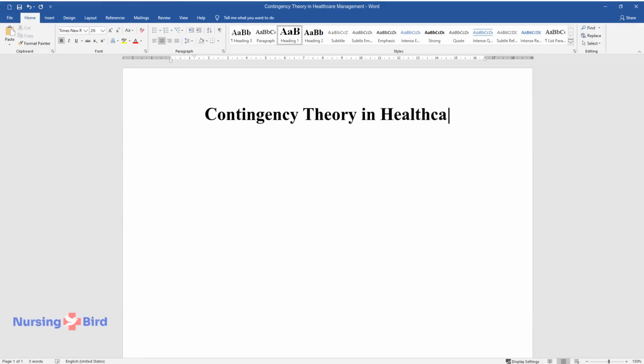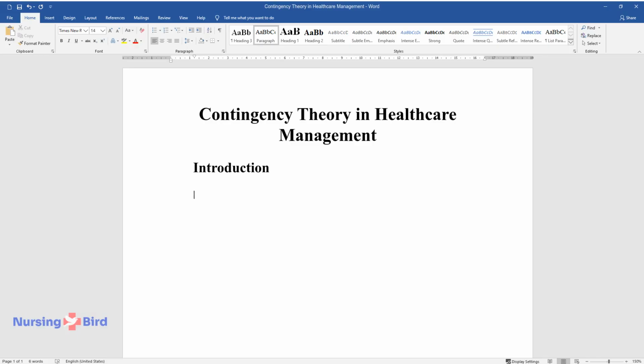Contingency theory in healthcare management. Introduction. In today's constantly changing world, organizations need to do their best to create appropriate working conditions for employees and high-quality services for their clients.